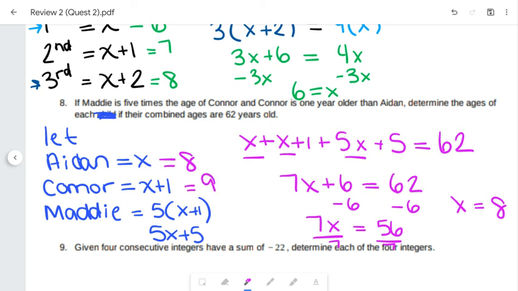Now, this is why I changed that child word out of here, because now if we do 5 times 8 plus 5, we're going to get 45. So it didn't say anything about consecutive, so we're not worried there. Aiden is 8, Connor is 9, and Maddie is 45. So maybe she's a child at heart, but she's probably not a child. But we just want each person involved there. So that's what I was looking for, 8, 9, and 45.